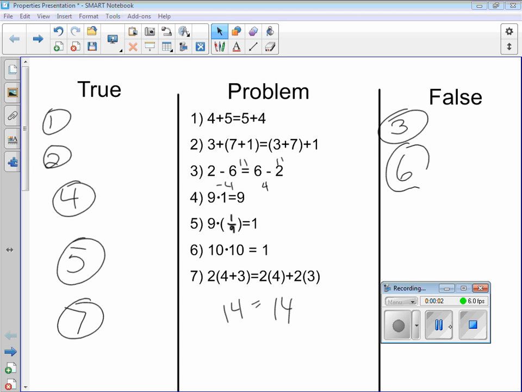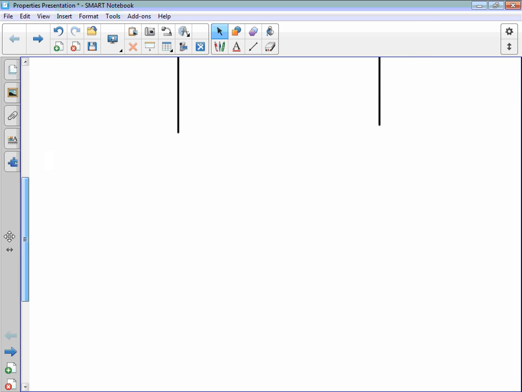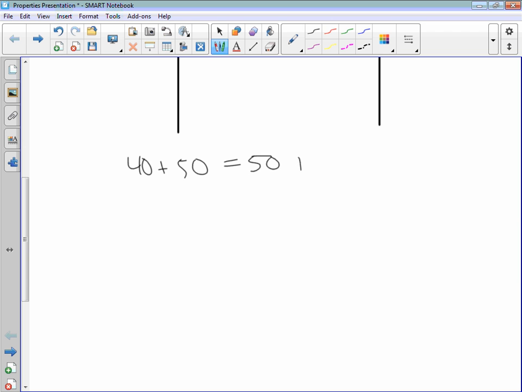Okay, here we go. So what we decided is that for these problems, 4 plus 5 equals 5 plus 4, that's going to be the same. But what happens if I change that 4 plus 5 to like 40 plus 50? 40 plus 50 equals 90. Would that be the same as 50 plus 40? Yes. Well, what happens if I made it 400 plus 50 and 50 plus 400? Would that work? Yeah. I can still switch the order?